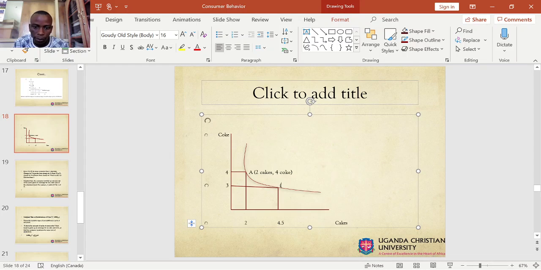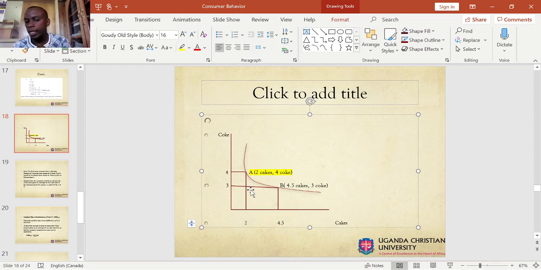So the combination at this point would be, let me say this is point B. At point B we have 4.5 cakes and then 3 cokes. I'm just assuming this, I didn't measure the axis and everything. Okay, so you're having point A and point B.